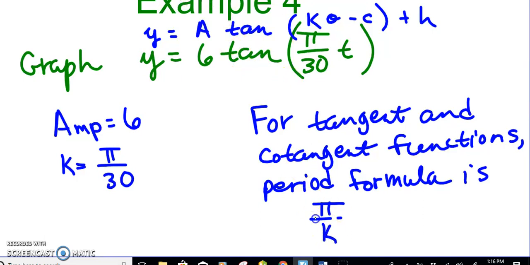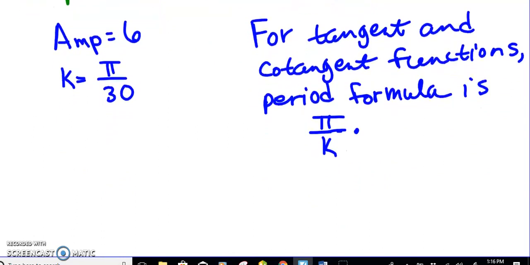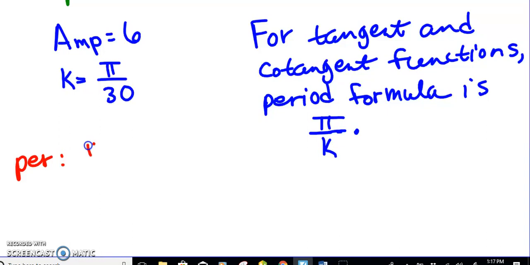People forget that, and then they still do 2 pi over k and work things out, and they get things wrong, and they can't remember why. They don't understand why. So just as a reminder, pi over k is going to be the period for tangent and cotangent. So when we do the period for tangent, and again, this works the same for cotangent, we'll do pi over k. And we know that k, in this case, is pi over 30.